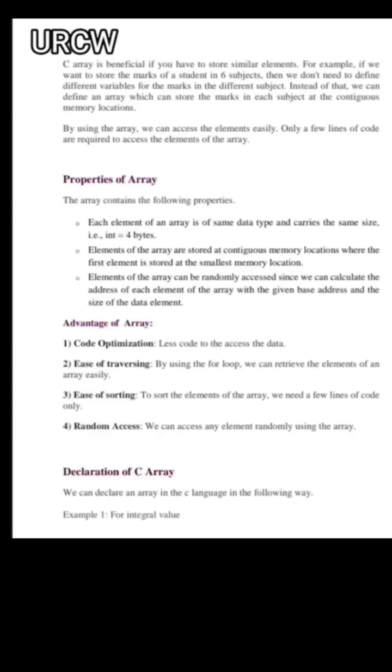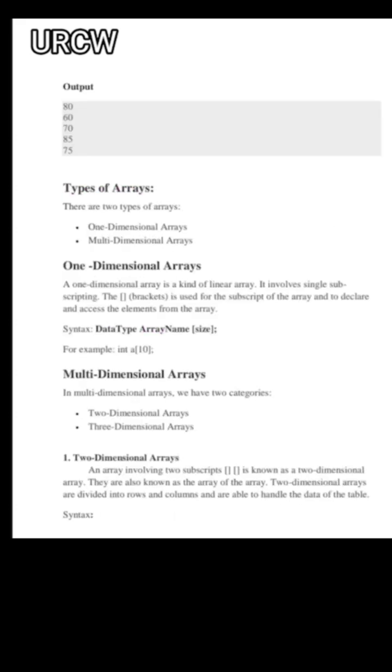Advantages of array: ease of sorting, random access, ease of transferring, code optimization. Here we are going to see declaration of a C array and initialization of an array. Array declaration with initialization: data type, array name, size, value 1, value 2, value 3 and value n. In this we can see the types of array: one-dimensional array and multi-dimensional array.